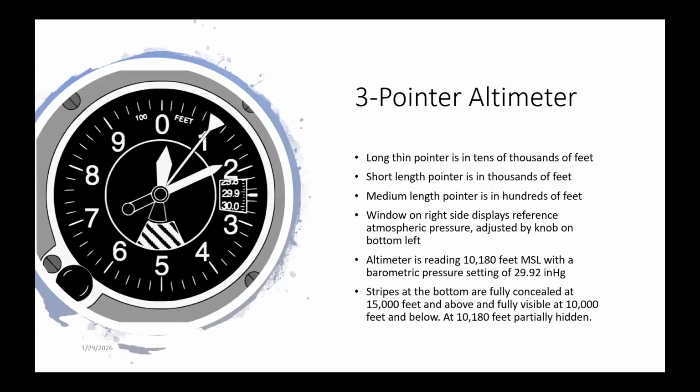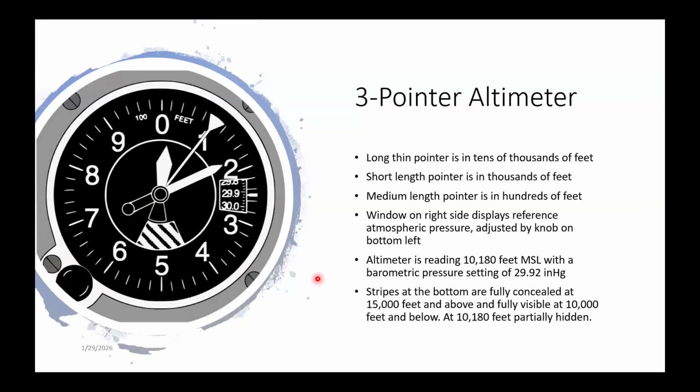Now, the three-pointer altimeter that we're most commonly used to using, we've got a long, thin pointer. That long, thin pointer is for 10,000s of feet. We've got a short pointer, and that's thousands. And then we have a medium length pointer, and that's hundreds. Here's the window on the right for the Kollsman setting. So that one's set at 2992, and that's set by the knob over here at about the 8 o'clock position.